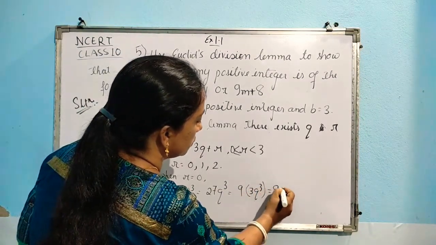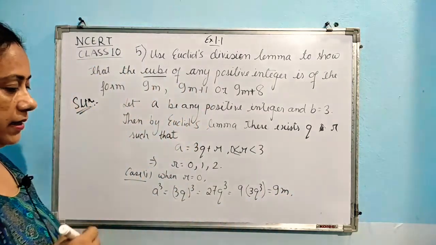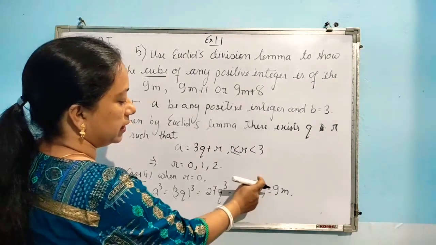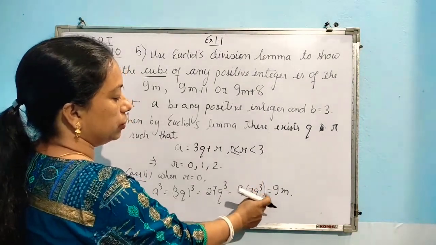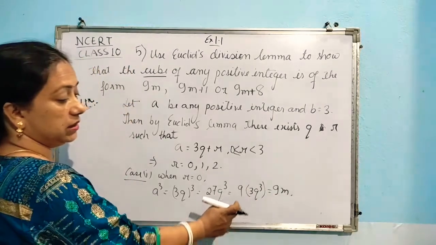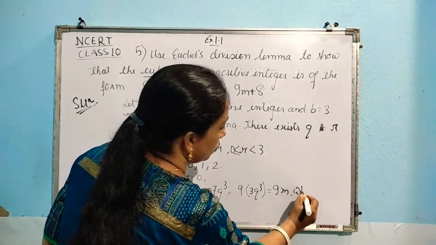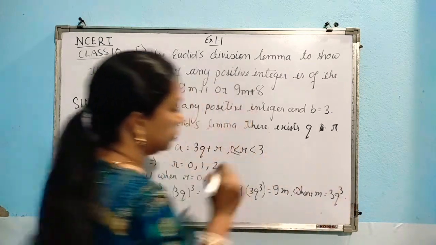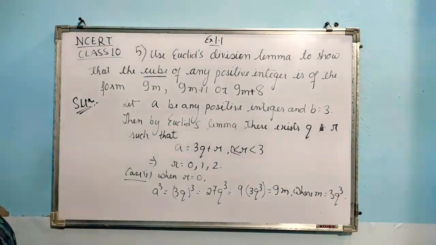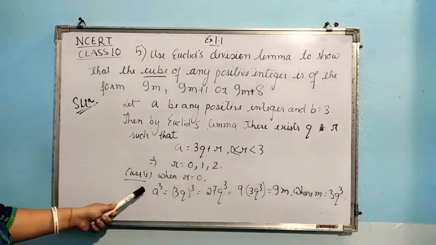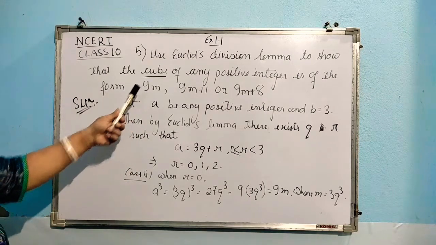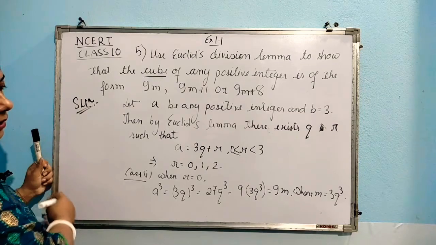So can I express this one as 9m? 9 has been taken out, so we are left with 3 q cube. So I am considering that the value of m is this 3 q cube, so that this entire thing can be expressed in the form 9m. Just write it, where m is equal to 3 q cube. So we have got the first case, and we have found that a cube is of the form 9m. Now the second case.